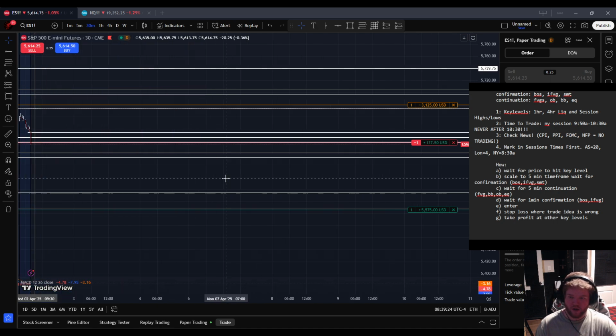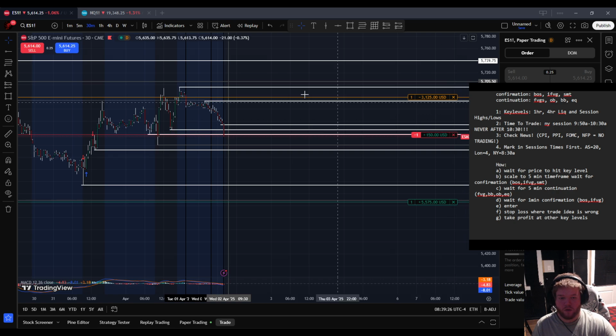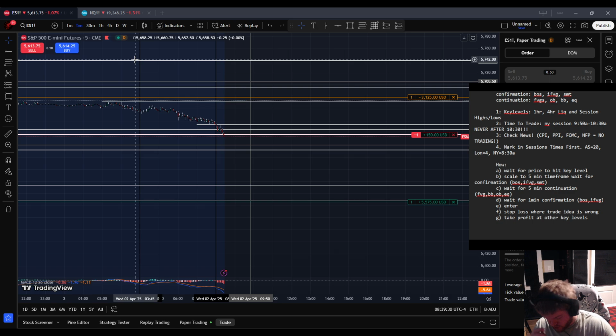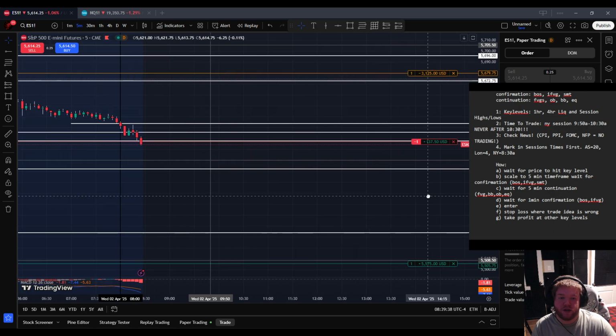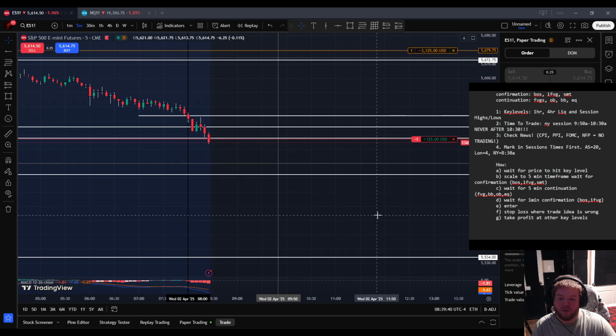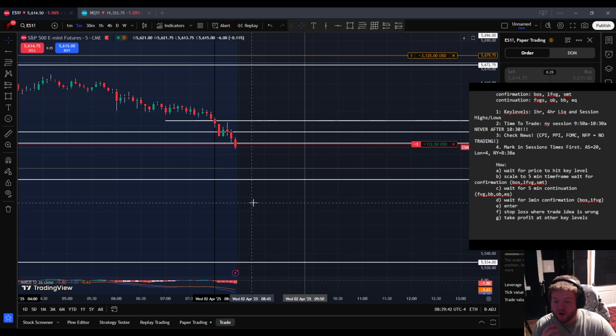I think that's okay. That being said, let's head down to the 5 minute because we did get a break of structure and I did press sell on the 1 minute. For the 5 minute, everything lined up with our bias. Price is in fact going to continue moving much further down.